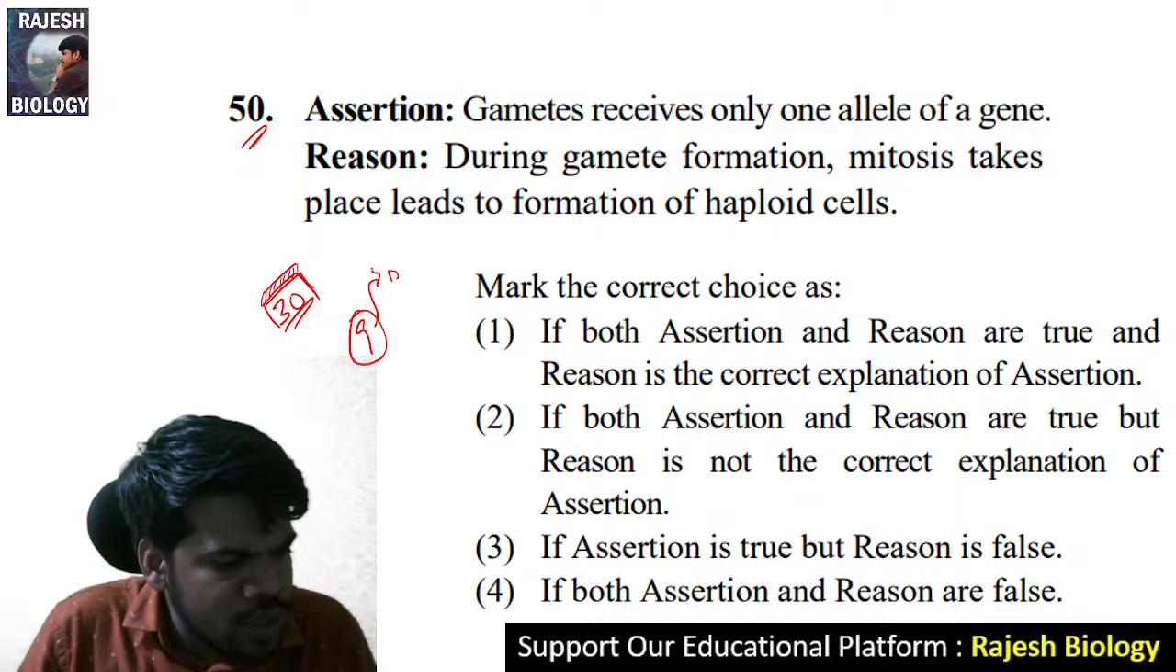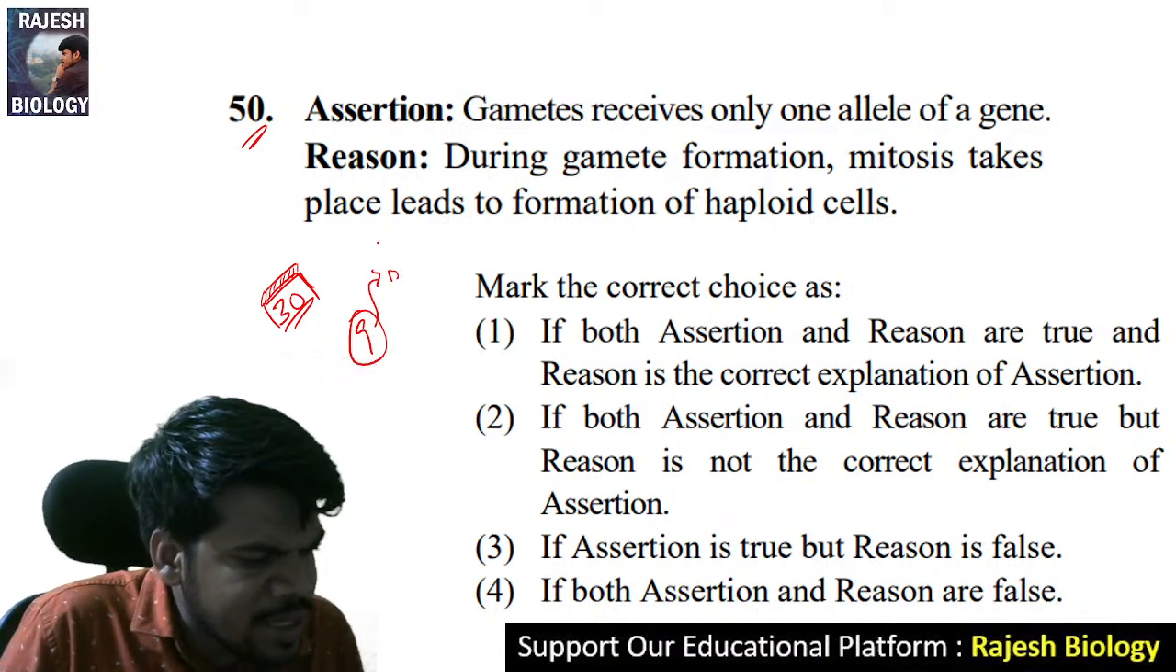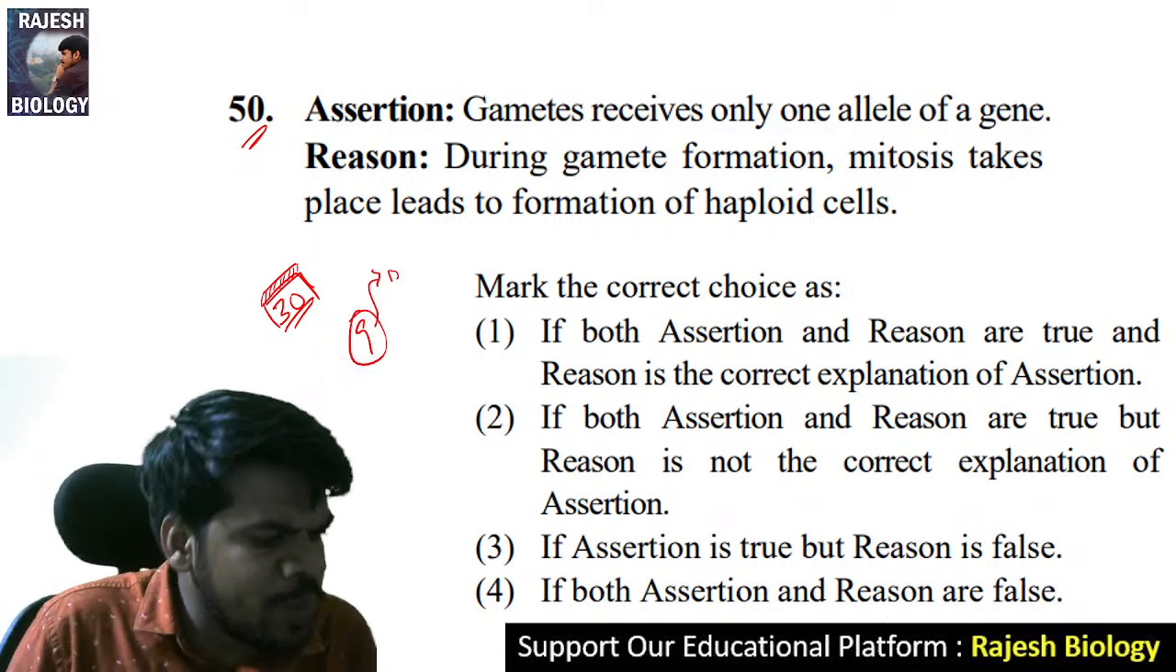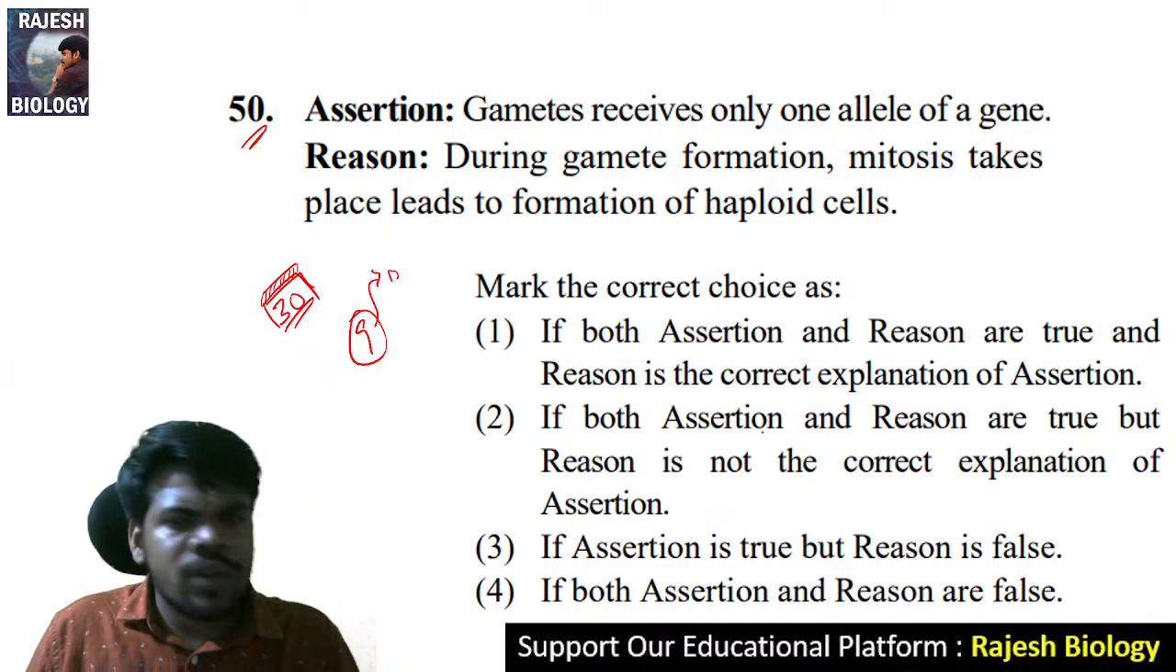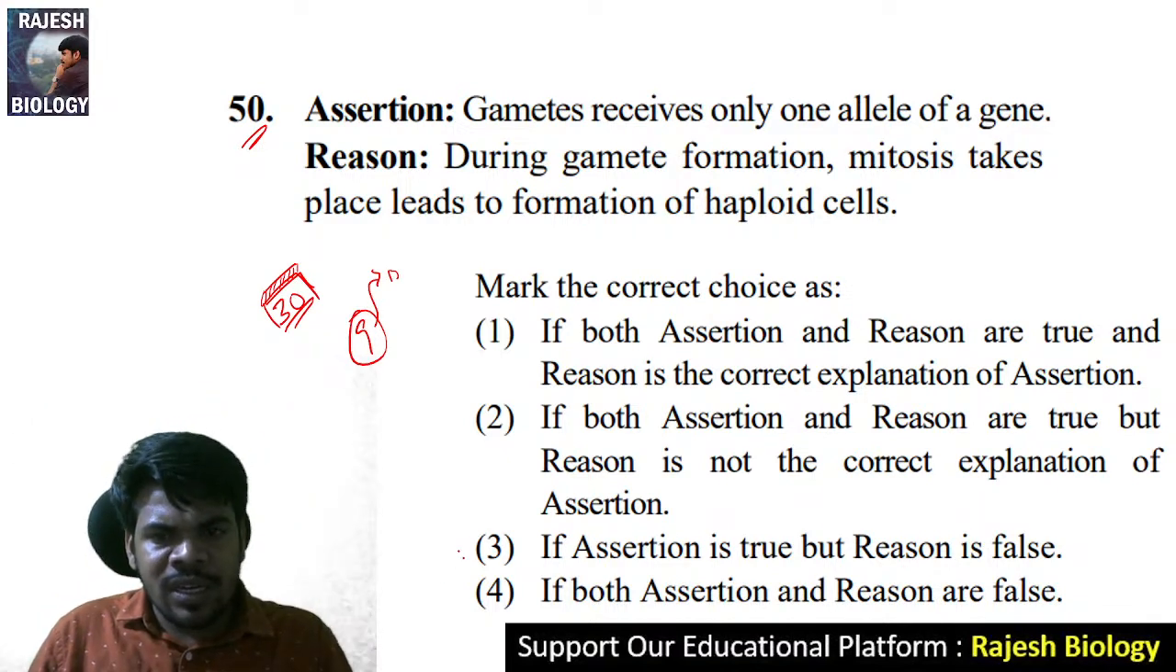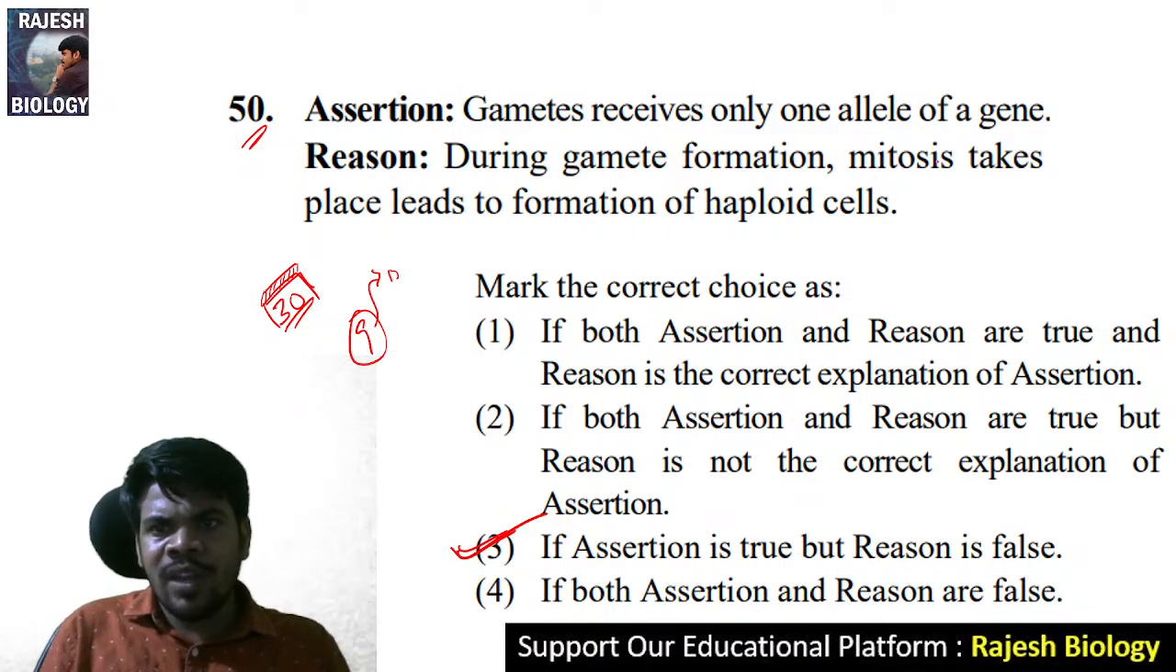Come to the 50th question. Who are working? Yes, Chinnu, Rupa Mahesh, you both are correct. Very good. Assertion is correct, but the reason is false. Gamete receives only one allele for a gene. Correct. But they do not undergo mitosis, they undergo meiosis.